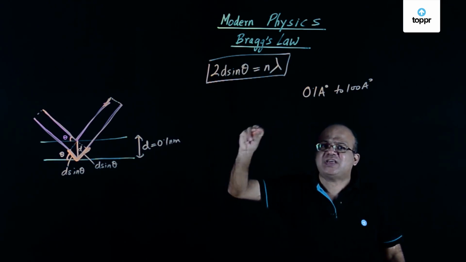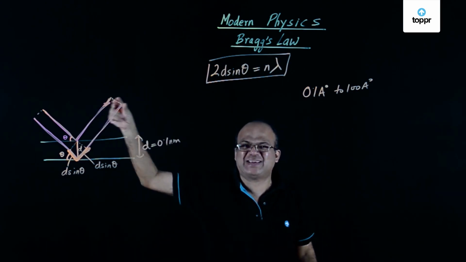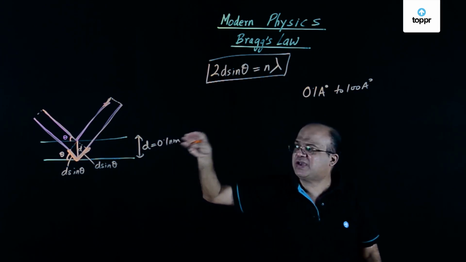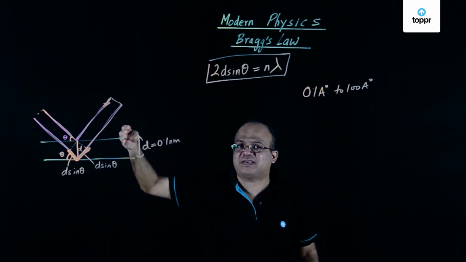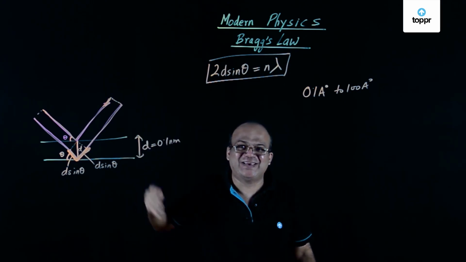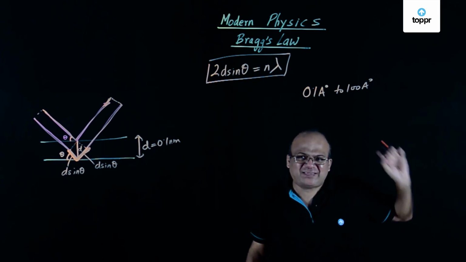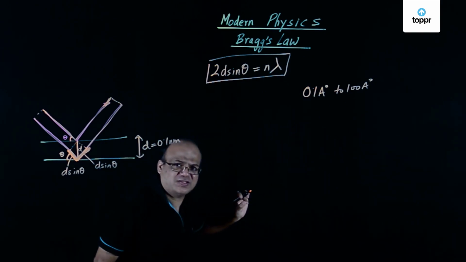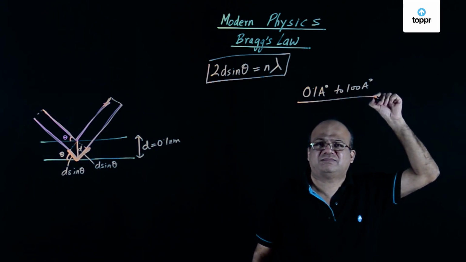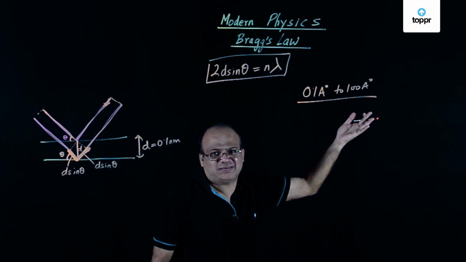2d sin theta equal to n lambda will give you strong reflection of X-rays, constructive interference. By using this, we can find the interatomic spacing and we can also get the structure of the crystal. So this is one use of X-rays. What are X-rays? X-rays are electromagnetic waves having wavelength from 0.1 angstrom to 100 angstrom. They travel in straight lines like light.